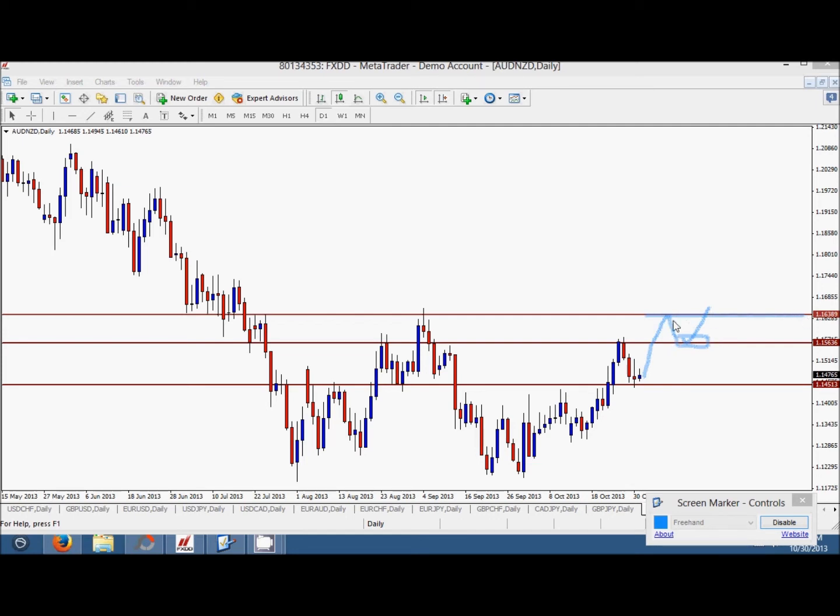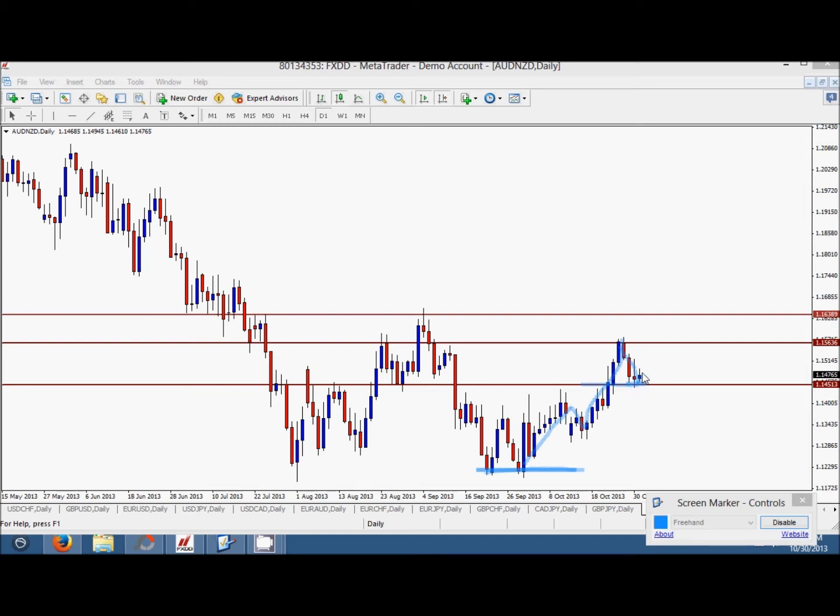So if it does come up here, hit this zone right here, drop down, hit this zone right here, and then come back up, ideally what we're looking for is for price to burst through this and then come back down, retest, and then for us to go long. The reason why that's ideal is because, as you can see, the trend started down here, and since then it's gone up, down, burst through this resistance zone, and then came down and retested again.